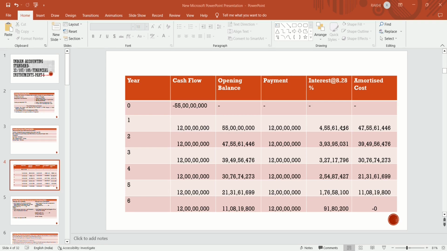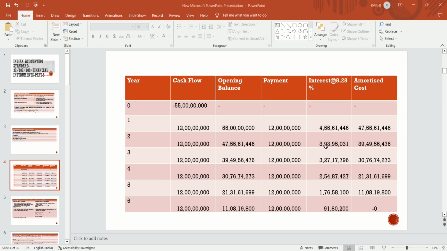Now the amortized cost, that is the closing balance, becomes opening plus interest minus payment, because the installment is to be paid at 12 crore in each year. Amortized cost becomes 47 crore 55 lakh 61 thousand 446, which becomes the opening balance in the next year, and interest is to be calculated on that. In this way the interest is to be calculated and the payment is to be made at 12 crore.